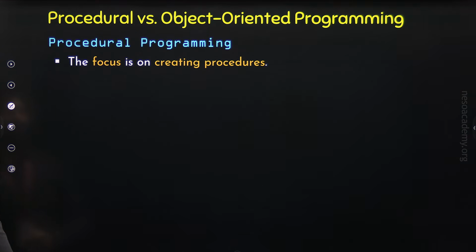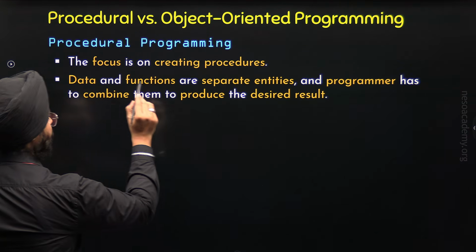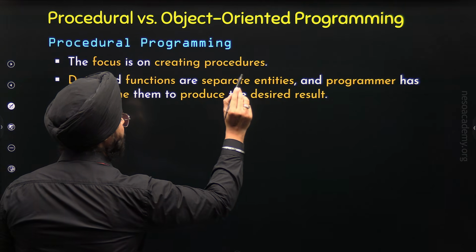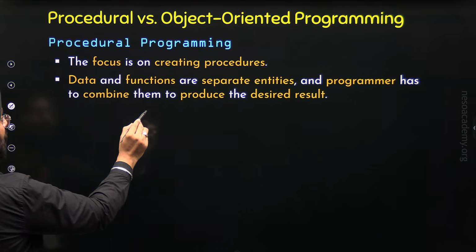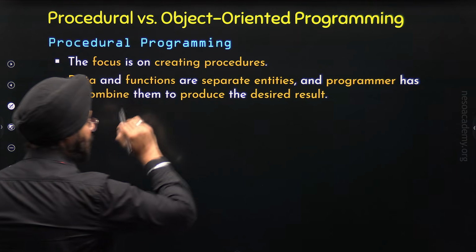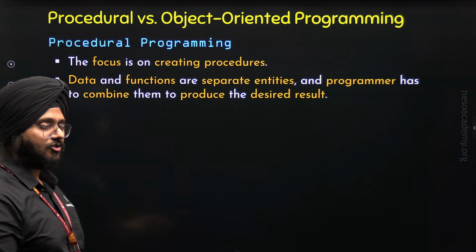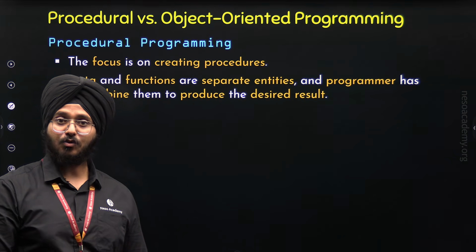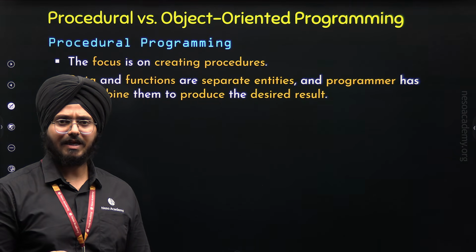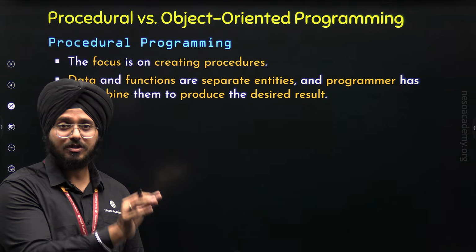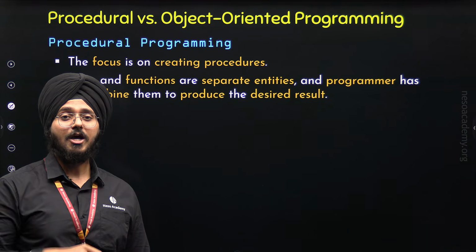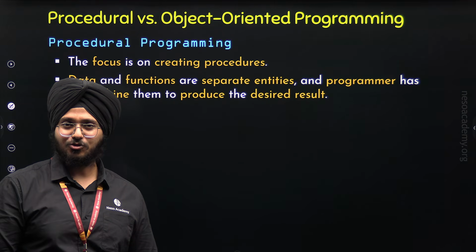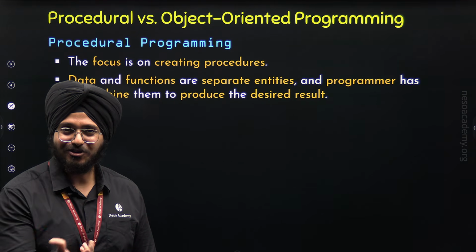In procedural programming, we need to understand this, that the data and functions are separate entities, and the programmer has to combine them to produce the desired result. Data and functions are separate entities in procedural programming. It is not the case that data is tied to the functions. It is the responsibility of the programmer to combine data and functions to produce the desired result.